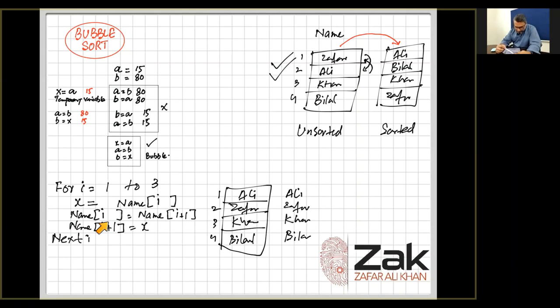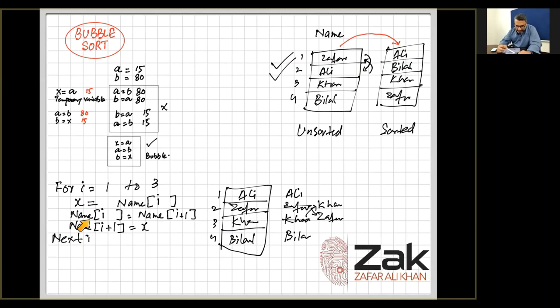So this Zafar now becomes Khan, and name 3 is equal to X, which was Zafar. So it has become now this. This Zafar has been removed. It has come down here and Khan has gone up. Now I becomes 3 this time. So X is equal to name 3. Name 3 is Zafar.